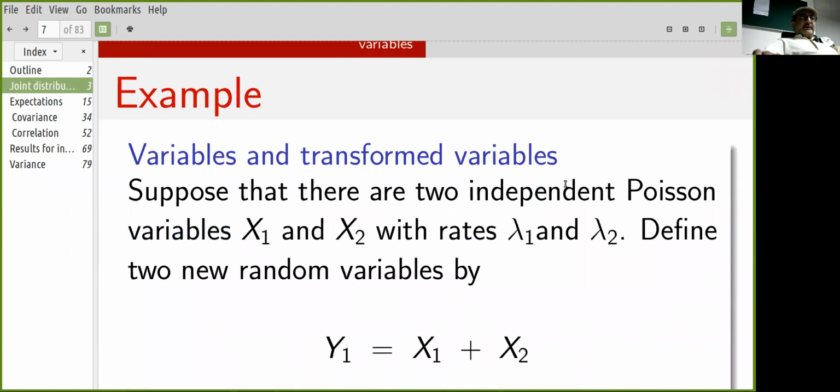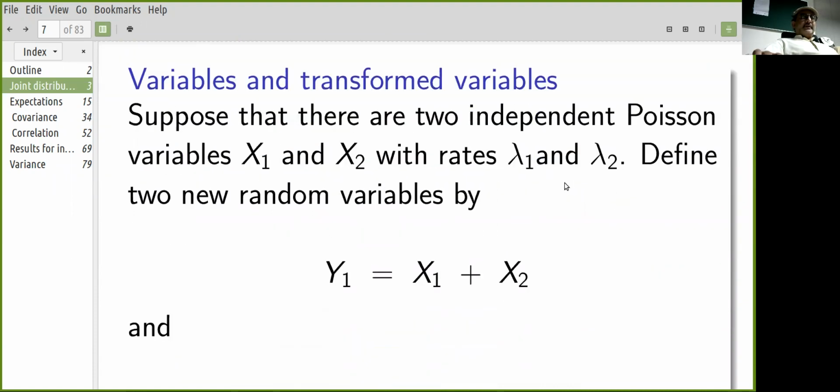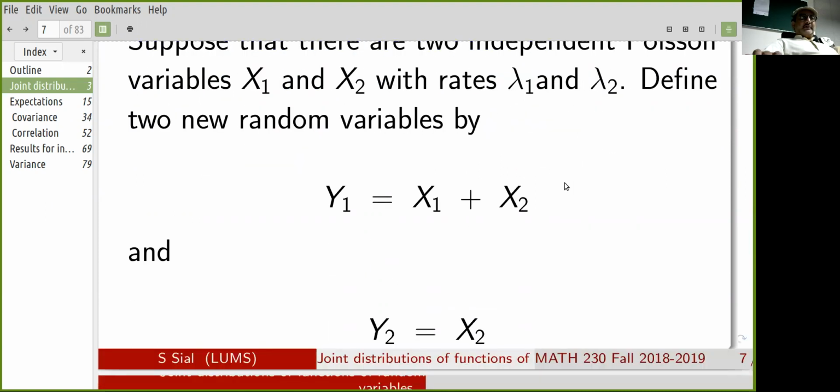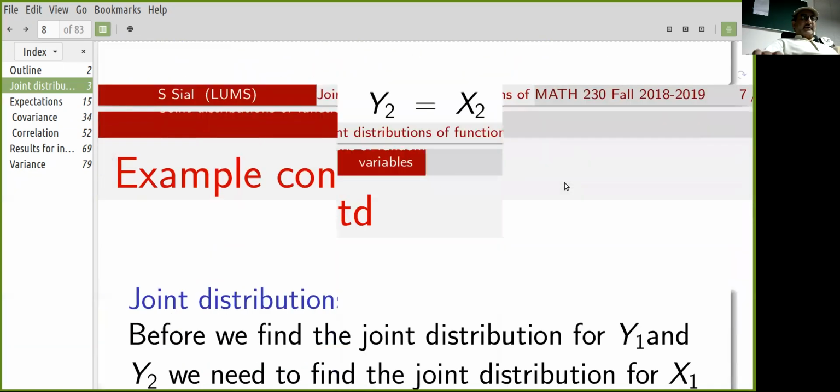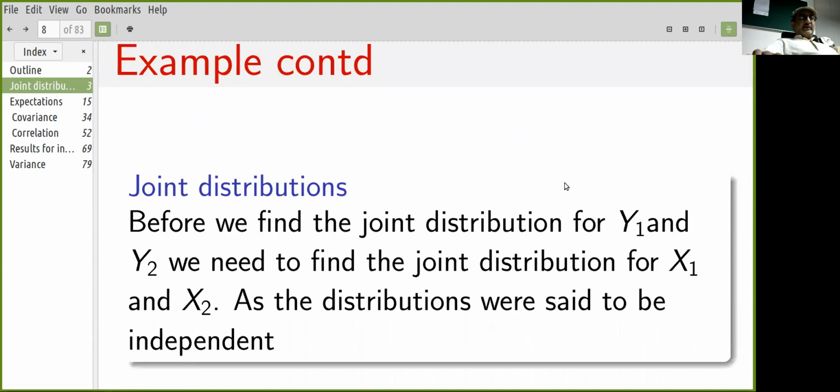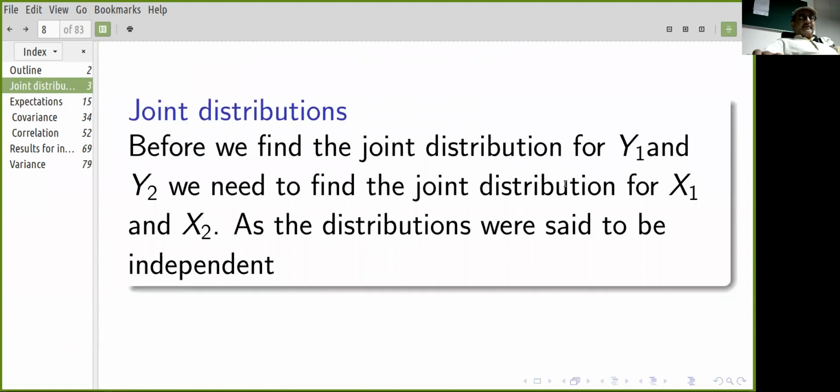Okay, here's an example. So let's say there are two independent Poisson random variables, x1 and x2, and they have rates lambda 1 and lambda 2. Let's define two new random variables by y1 equals x1 plus x2 and y2 equals x2. Let's find the joint distribution for x1 and x2 first before we find the joint distribution for y1 and y2.